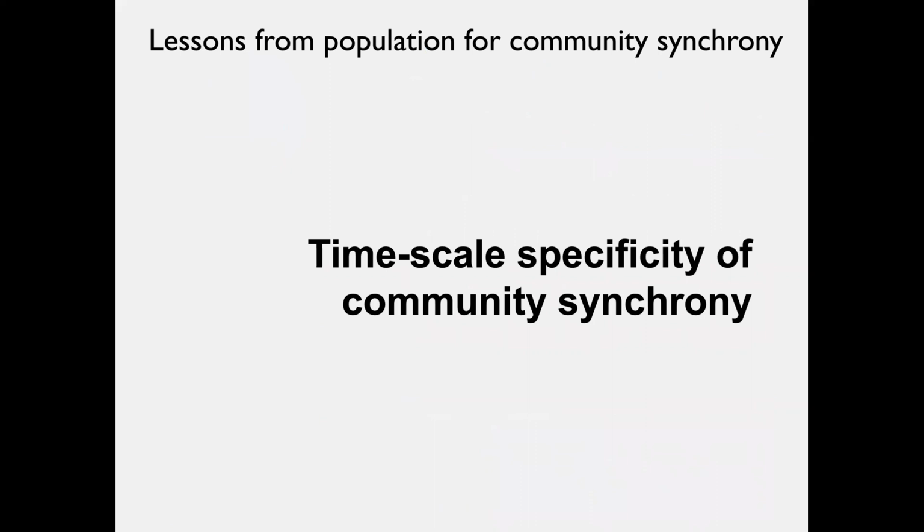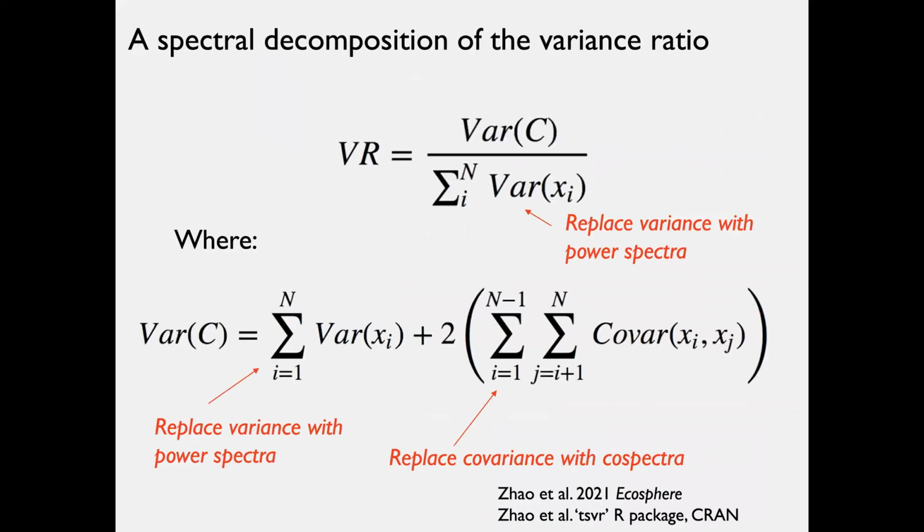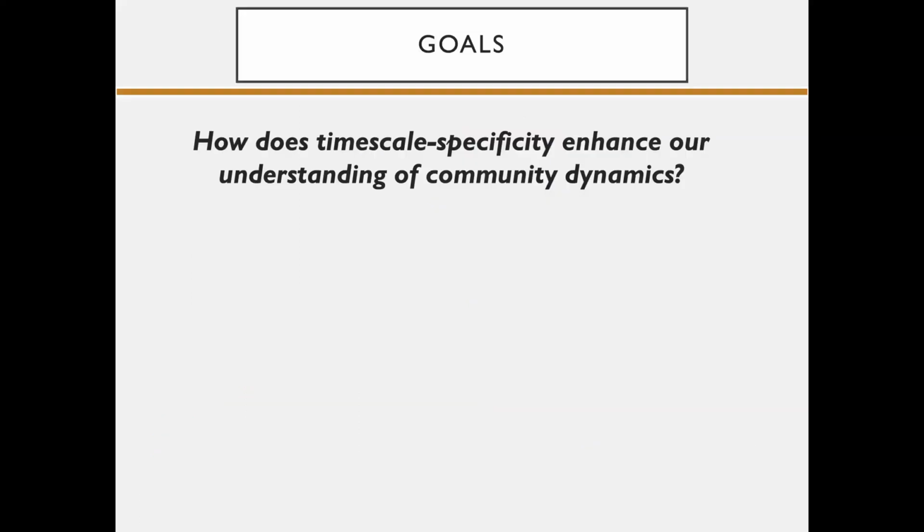And the way we did it is that Lei developed this very nice timescale specific variance ratio. And so what he did, and this is with Dan Reuman and Xiaopeng Wang as well, is instead of just taking the variance of a time series, we replaced it with a power spectra. And then we replaced a covariance with co-spectra. And that allowed us to decompose the variance ratio at any level of frequency and see where you had a higher or lower variance ratio metric at a given frequency. And so Emily's got a nice paper in Ecosphere, and then also we put an R package together, tsvr. So we said, okay, let's apply this timescale specific approach and see if it improves our understanding of community dynamics.